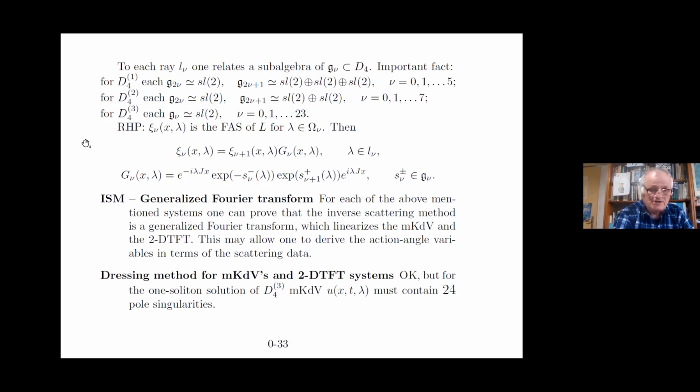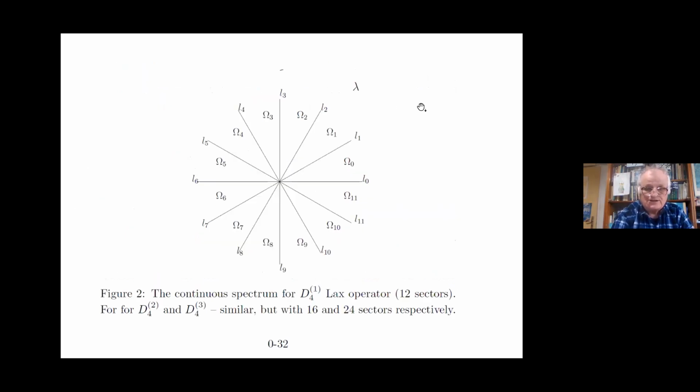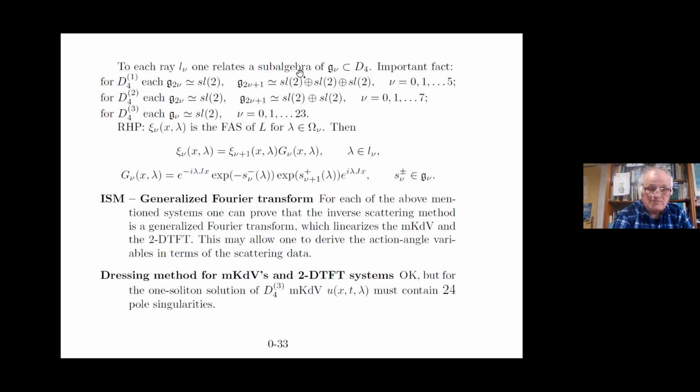I do not have the chance to explain everything in details, but when we consider these rays, we have to take into account also that to each ray we can relate subsets of roots. For example, when we have D41, with all even rays, we relate a subset of roots, actually one root, two roots actually. The root and its negative form an SL2 subalgebra. In the odd numbers of rays, we connect a subalgebra which is a direct sum of 3 SL2 subalgebras.